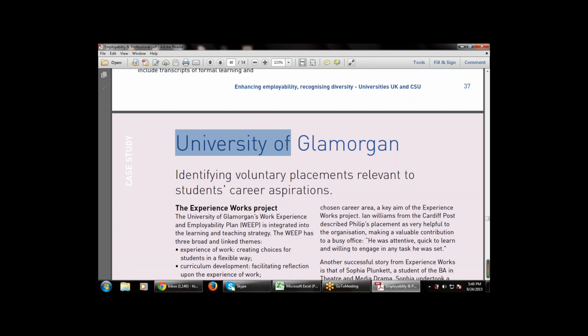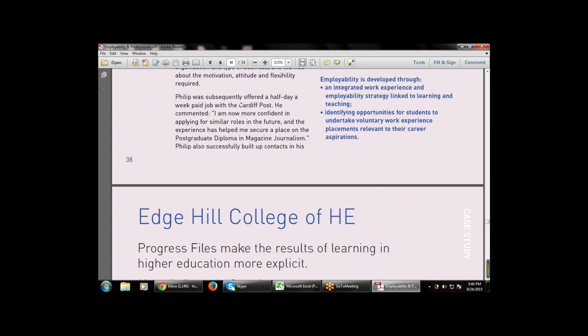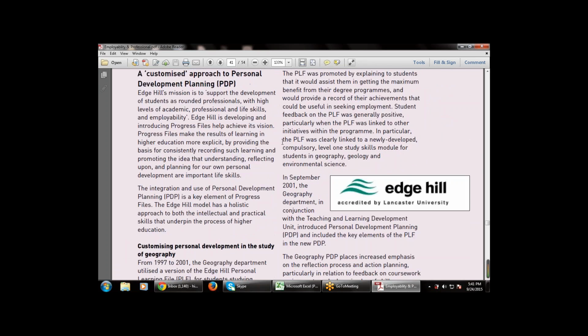Now this is an example from the University of Glamorgan, which shares work experience with reflection and voluntary services. Employability is developed through an integrated work experience and employability strategy that is linked to learning and teaching. Then identifying opportunities for students to undertake voluntary work experience placements that are relevant to their work or career aspirations.